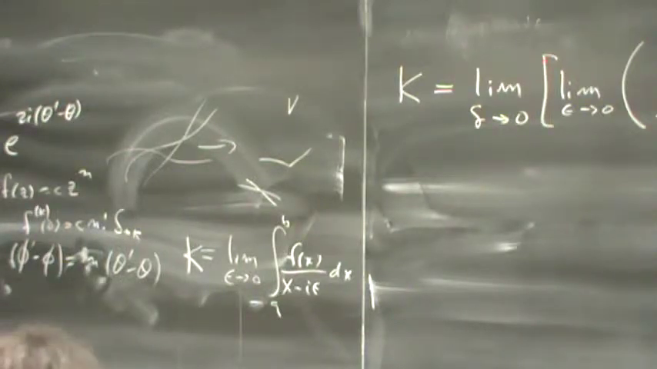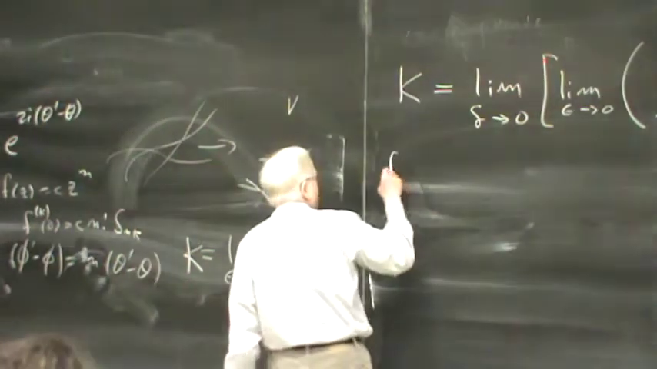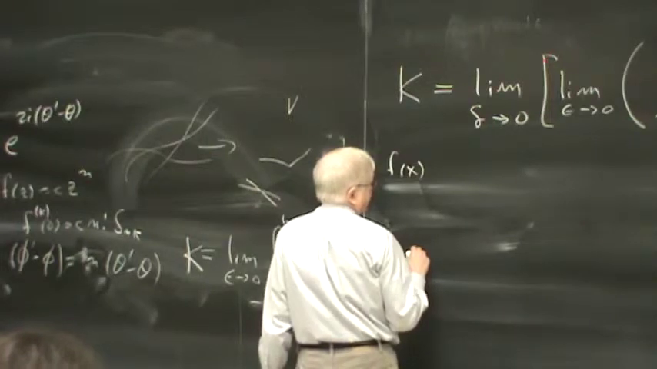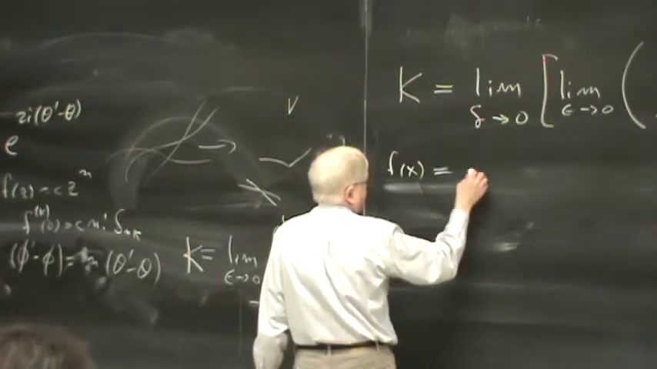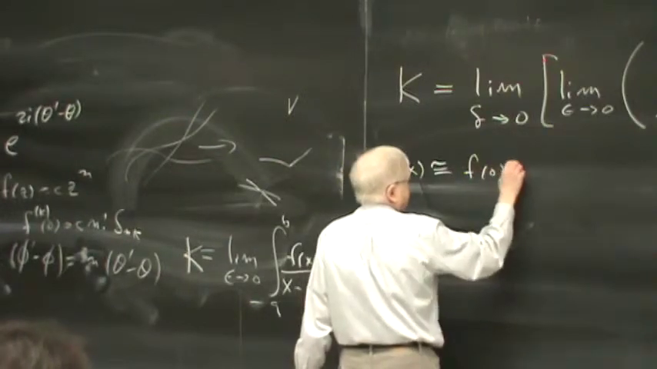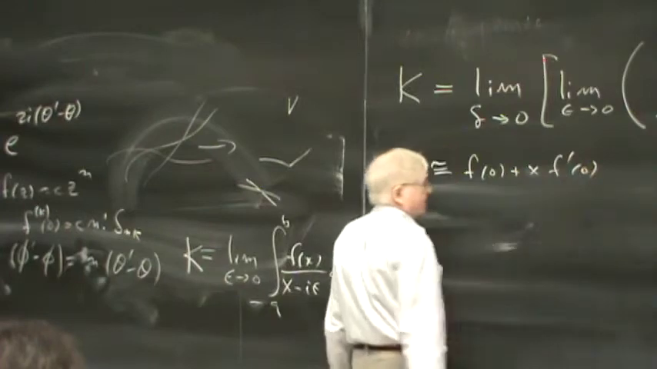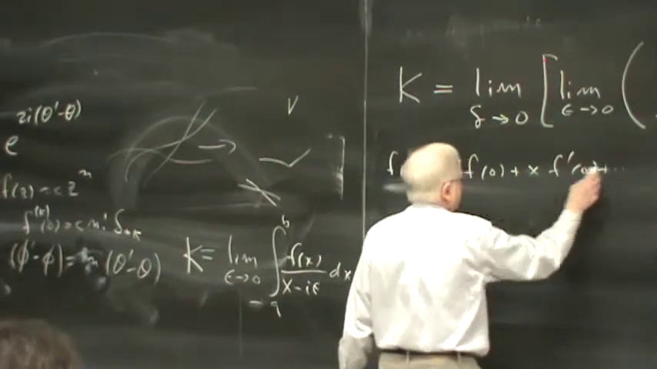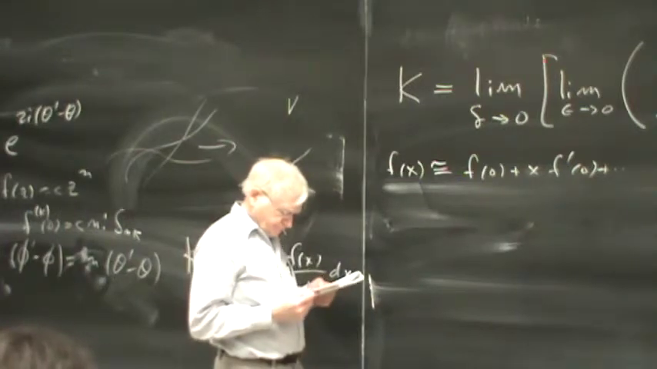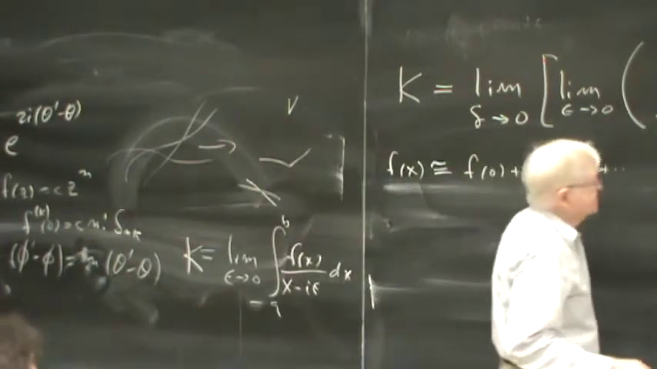And close all the parentheses. Now, let me say that we're assuming that f of x is either differentiable or analytic, and so we can say it's approximately f of 0 plus x f prime of 0, plus higher order terms, near x equals 0. Okay. The first thing is to use this Cauchy trick.